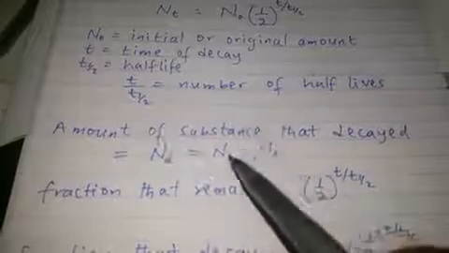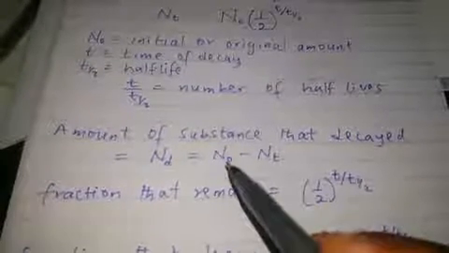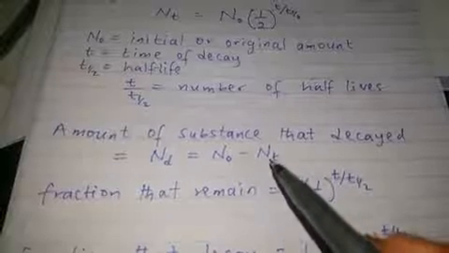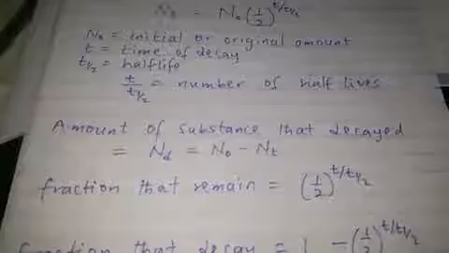Amount of substance that decays, ND. If you are asked to calculate the amount of substance that decays, it is ND equal to N naught, which is the original amount, minus the amount that remained, that means minus NT.